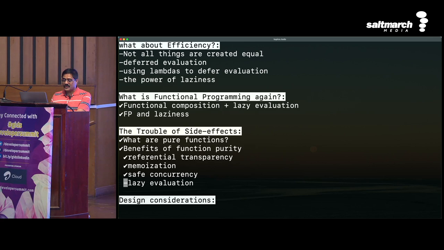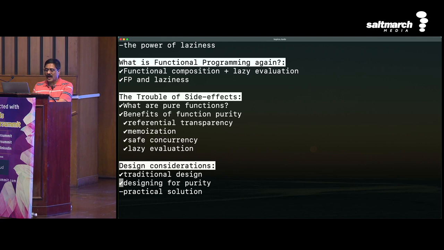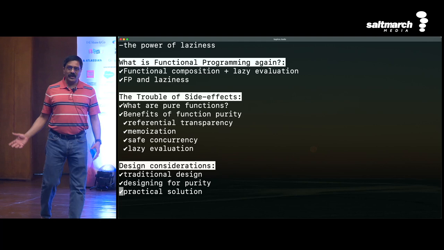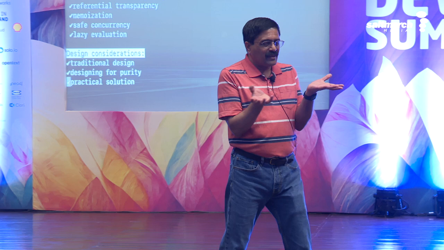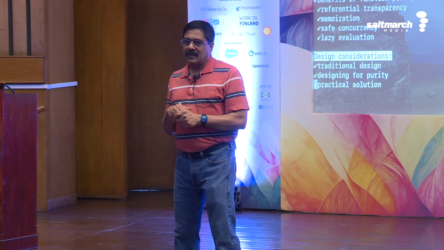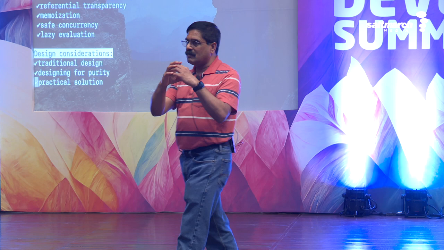The question is, how do we design systems using this? If I tell you, you got to design this with purity, you're going to be thinking, gosh, how can I design a system with that kind of purity? How is it possible to achieve? I want you to think about this a little bit differently. In a traditional system, what we normally do is we put the database right in the middle.